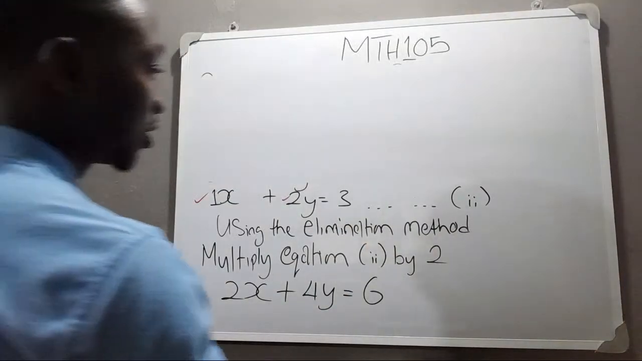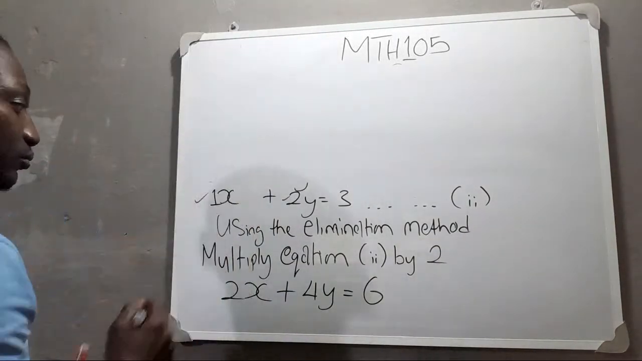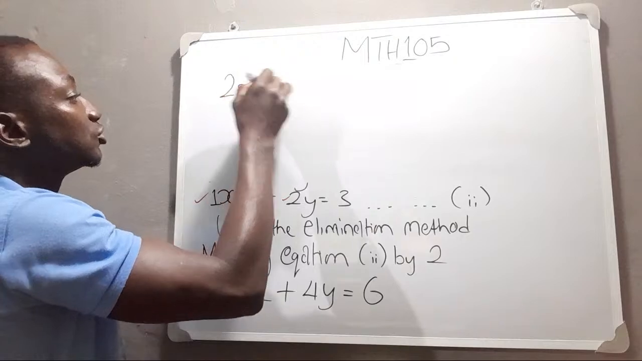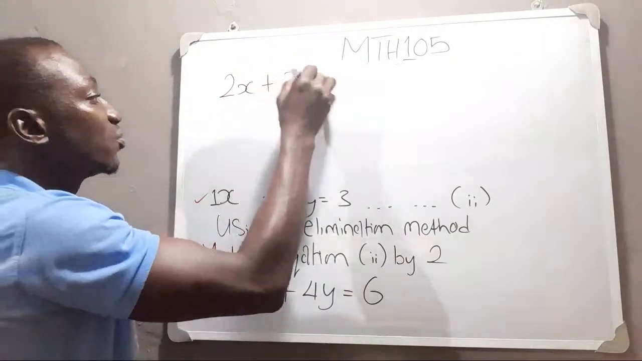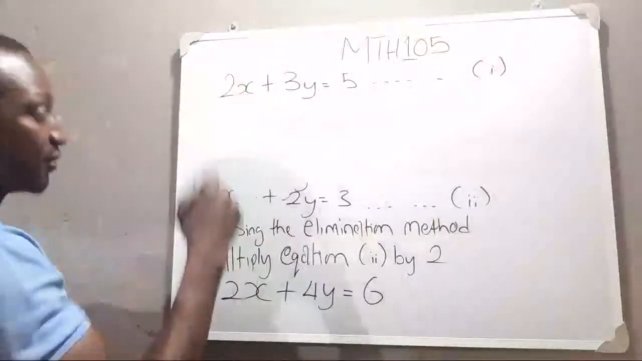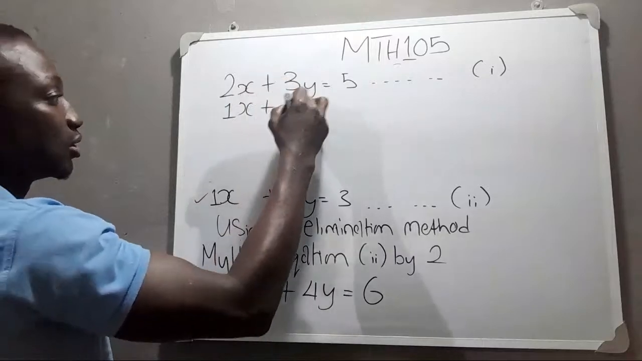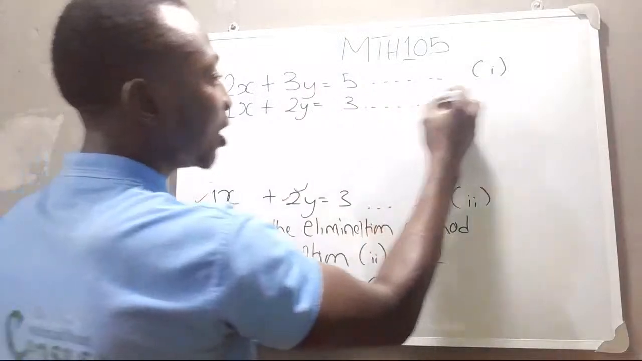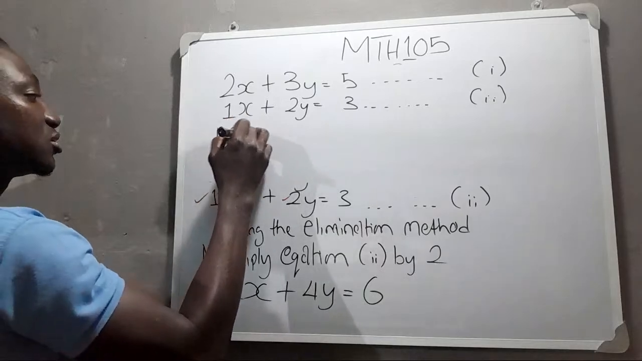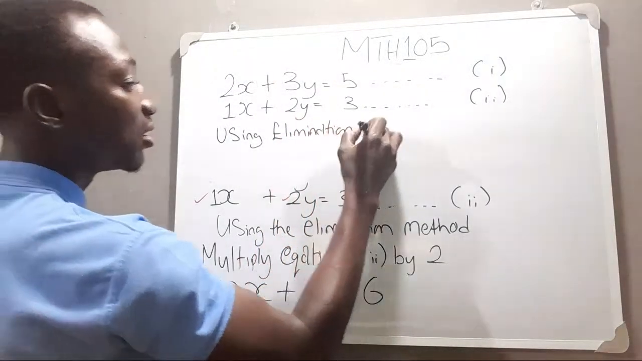Okay, now let me just write this out. So we have 2x plus 3y equals 5 as equation 1, and we have 1x plus 2y equals 3 as equation 2. And we said using elimination method.